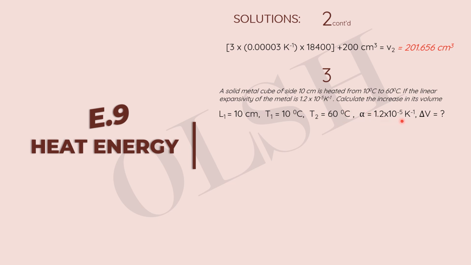Alpha is 1.2 times 10 raised to the minus 5 per Kelvin. We have to find the change in volume, not V2. The increase in its volume is the change we're looking for. If you look at this question very well, it's quite tricky.